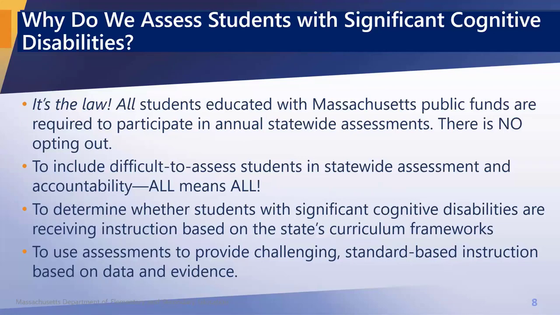Also, we want to make sure that these students who are difficult to assess are accounted for. We want to make sure that we're getting the resources we need for these students. And all does mean all. We want to determine that our students are getting instruction based on the curriculum frameworks, even if it's alternate achievement standards. And last but not least, we want to provide these students with challenging and standards-based instruction, and that's going to be based on data and evidence. We want to raise the bar as high as we can for our students.